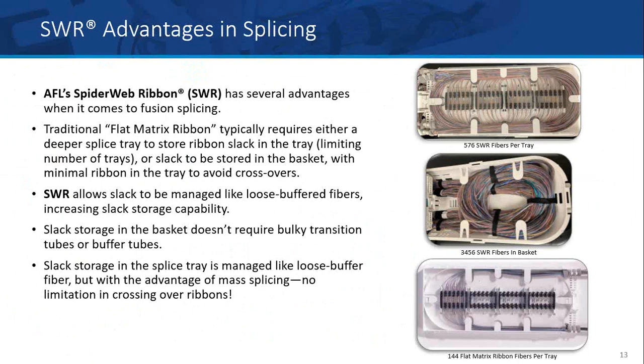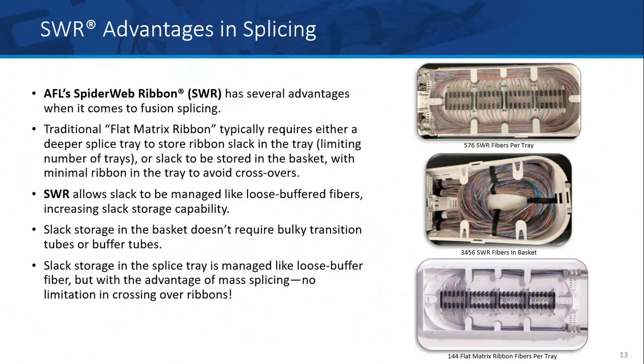This works okay for some cases, but having to adjust the slack back and forth can be kind of aggravating. A lot of splicers like to have slack in the tray for reworks or whatever it may be. You can't have any crossovers inside of your splice tray when you're doing flat matrix ribbon, just because of the rigid structure that it's in. You cross those two ribbons over and try to slack it out. It just builds up really big, and it's going to start bulking out and not fitting inside of the splice tray essentially. The advantage to spiderweb ribbon is you can essentially treat the slack just like a loose buffered fiber.